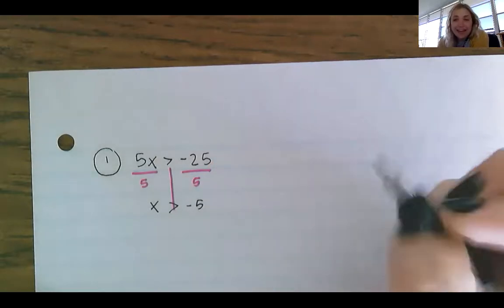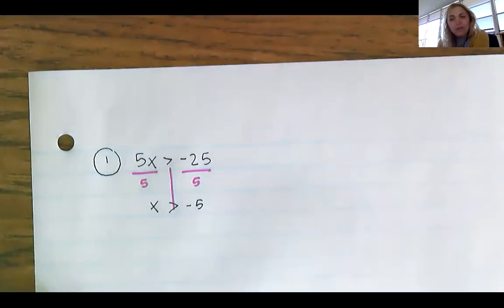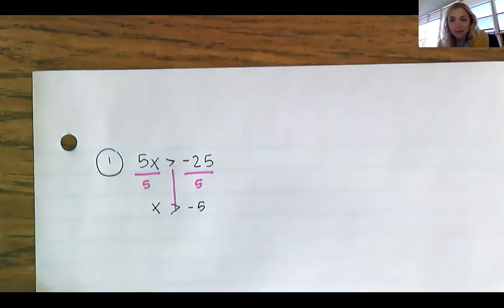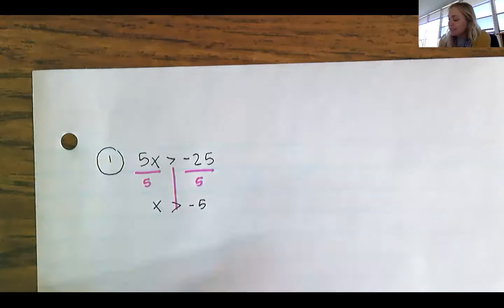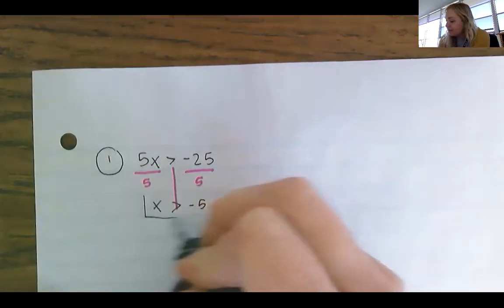Now, sometimes people accidentally flip the symbol here because they have a negative 25. But remember, you only reverse the symbol if you're dividing both sides by a negative. And since we divided both sides by a positive 5, this would be our final answer.